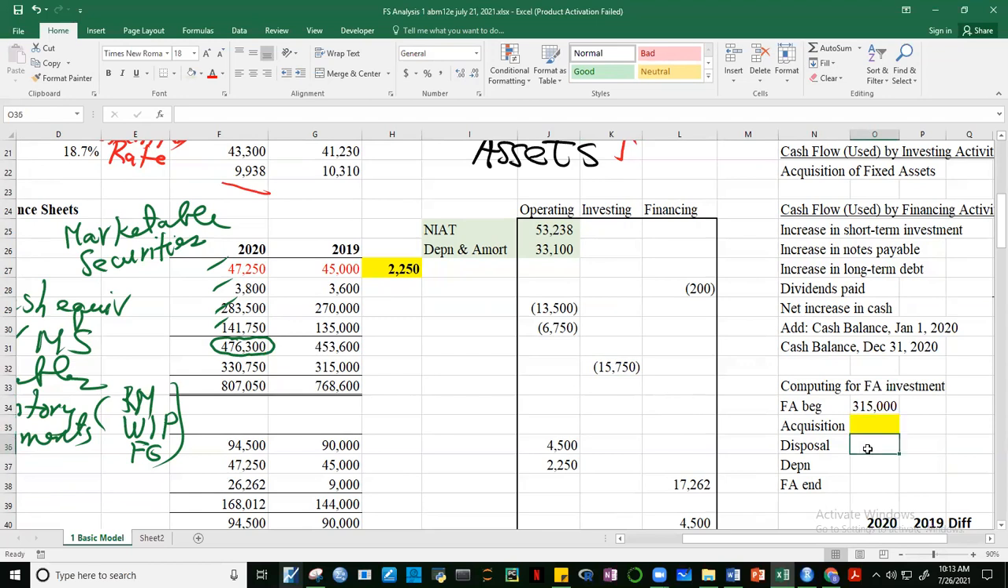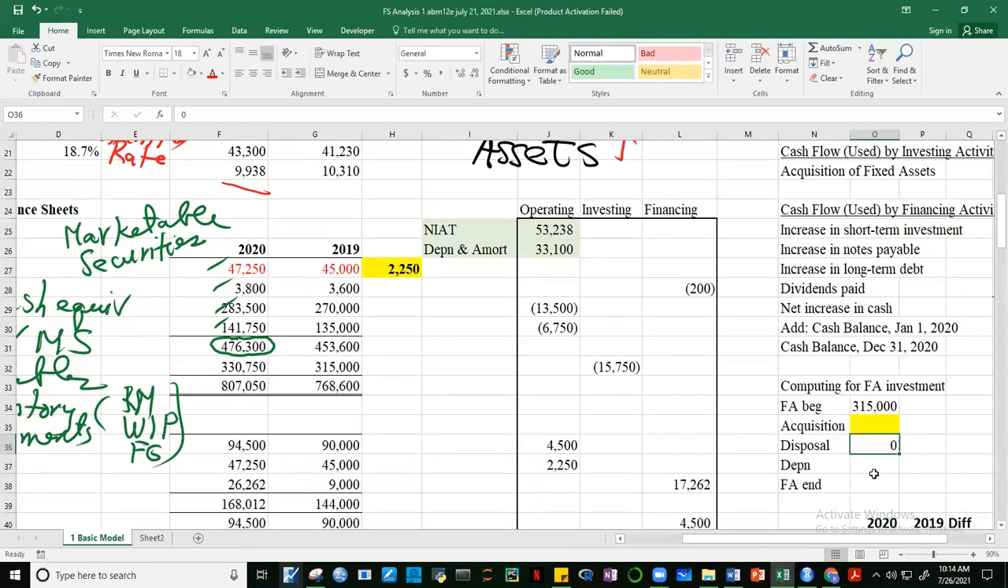Okay, then disposal. How much was disposal, guys? Okay? Wala namang information na binigay sa atin na assets worth blank was sold, no? So zero to. Okay? We don't have any information and we were not told that assets were sold, no? Pag may binenta, guys, ilalagay natin dito.